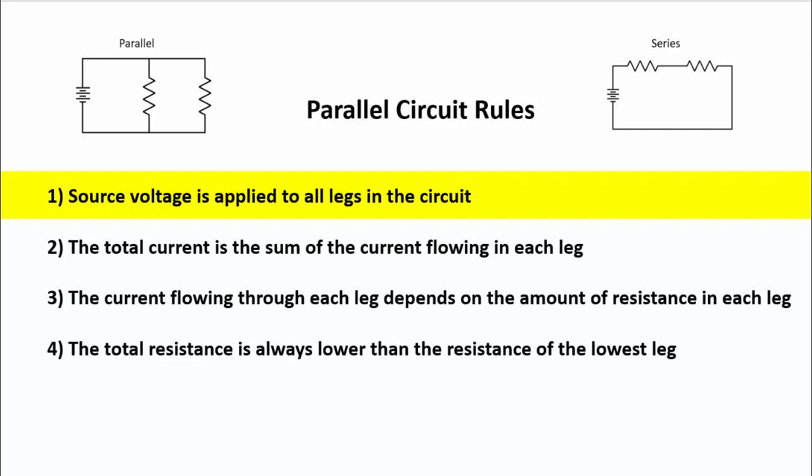Whereas in the series circuit, if there were 2 bulbs there instead of the 2 resistors, they would be sharing the voltage. And as you learned in series circuits, if they're the same type of bulb or the same resistance value, they would share it equally. And if they were different values, the one with the higher resistance would get more of the voltage.